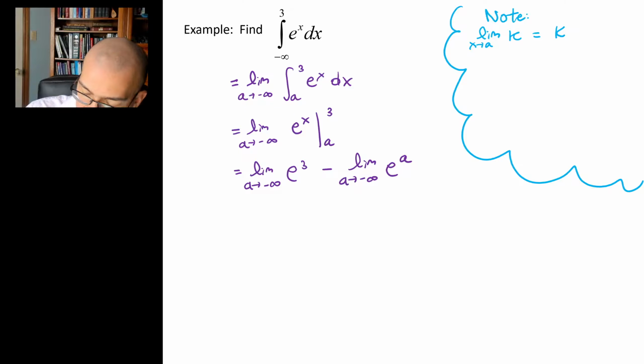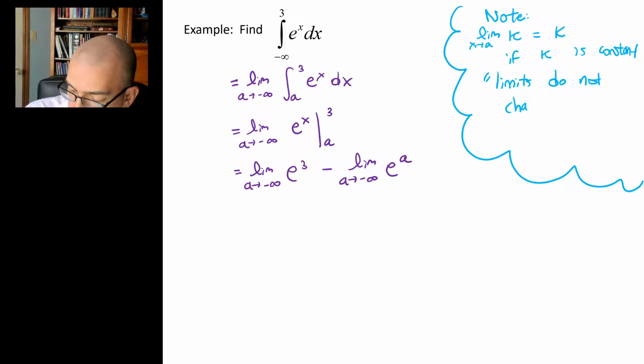The limit as x approaches a of k is equal to k if k is a constant. So limits do not change constants, for the same reason that function evaluations do not change constants. If f of x is equal to 7, then f of 2 is still 7.